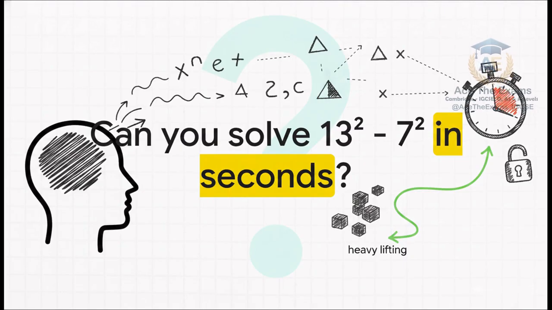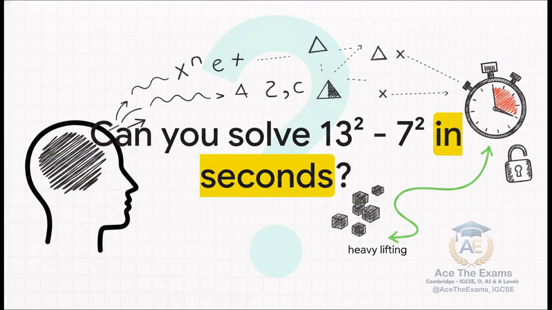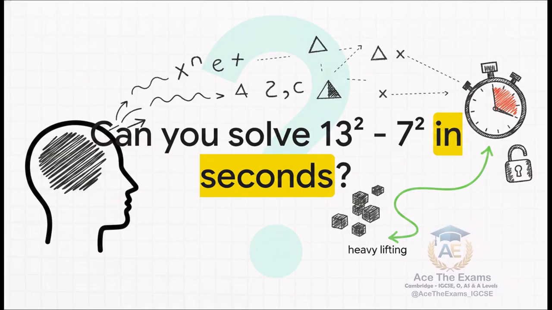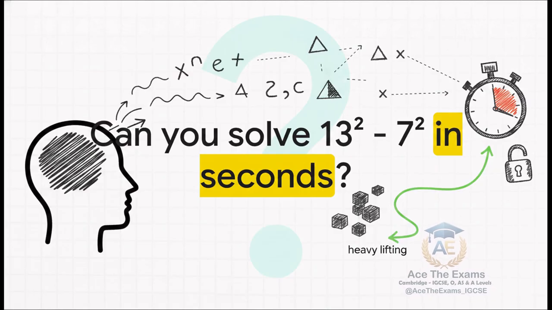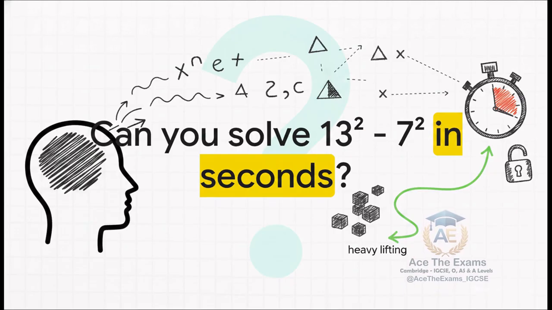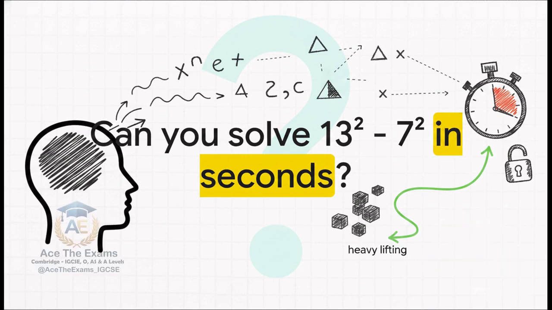Okay, let's kick things off with a little challenge. Picture this. How would you solve 13 squared minus 7 squared in seconds, purely in your head, without touching a calculator? For most of us, the immediate instinct is to just buckle down and do the heavy lifting, right? You'd calculate 13 times 13, which is 169. Then you'd figure out 7 times 7, which is 49, and then very carefully subtract them. I mean, sure, it works, but it's slow, and honestly, it's pretty easy to make a silly mistake.